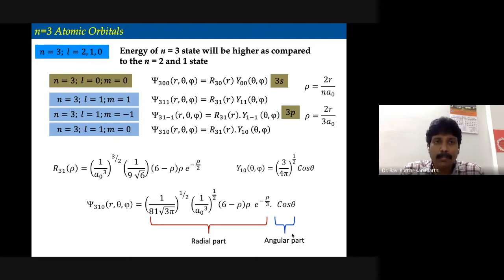But before that, let us look at when n is equal to 3, what are the possibilities? When n is equal to 3, as you can see on the slide, there are three possible values that we can assign for L. L can be 2, L can be 1, L can be 0. On what basis? Because we have got a relation between n and L. N minus 1 must be greater than or equal to L, right? That is one relation. Now, having that relation, according to each L value, you can have different corresponding M values.